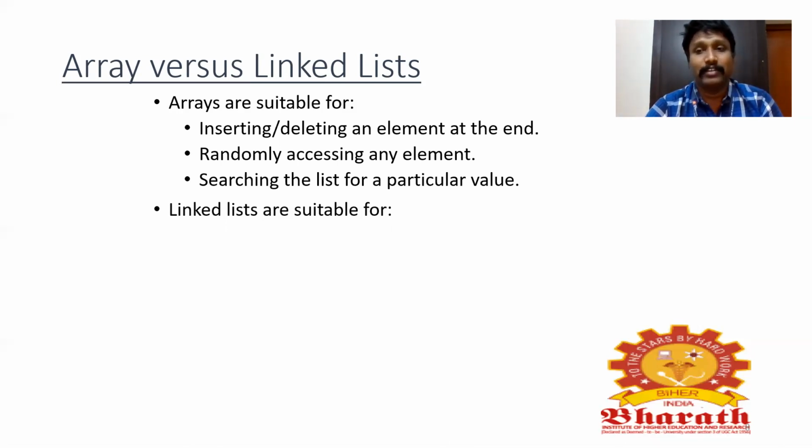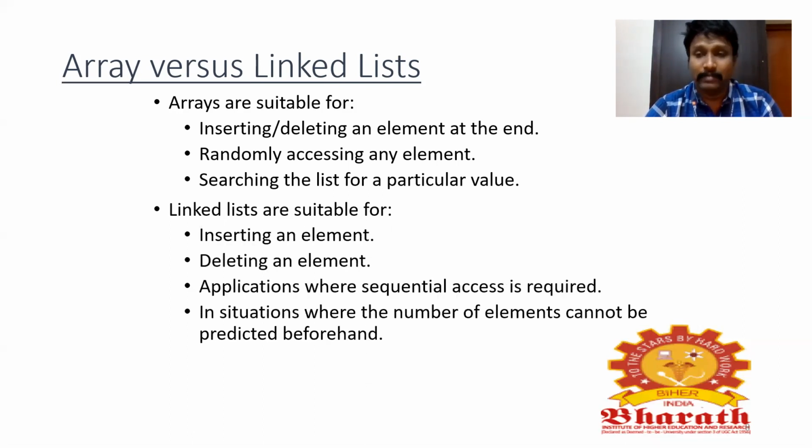Randomly accessing an element: you can easily access an element randomly over the whole array. And searching the list for a particular value, for a given value, is very easy in a list, the same as in an array.